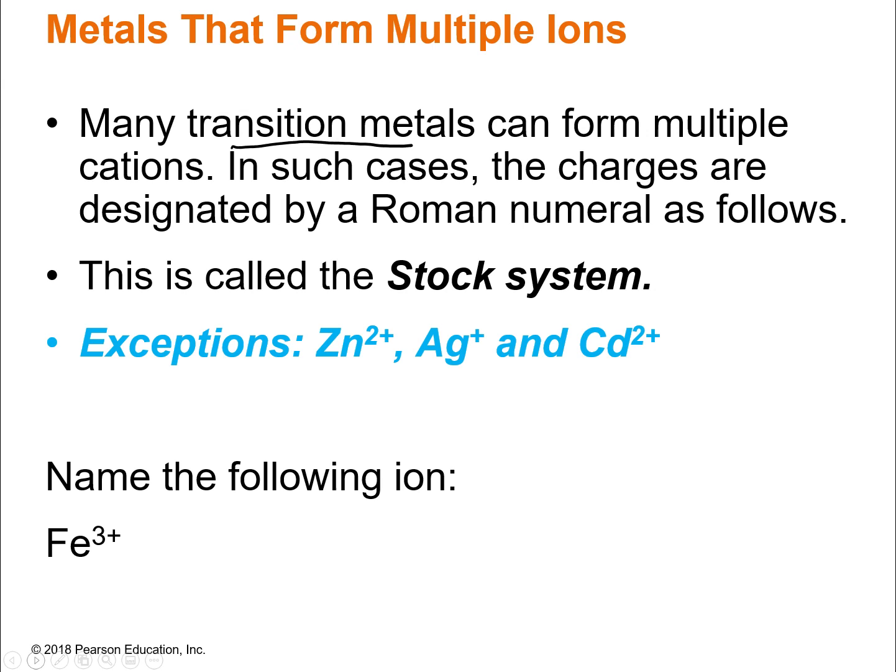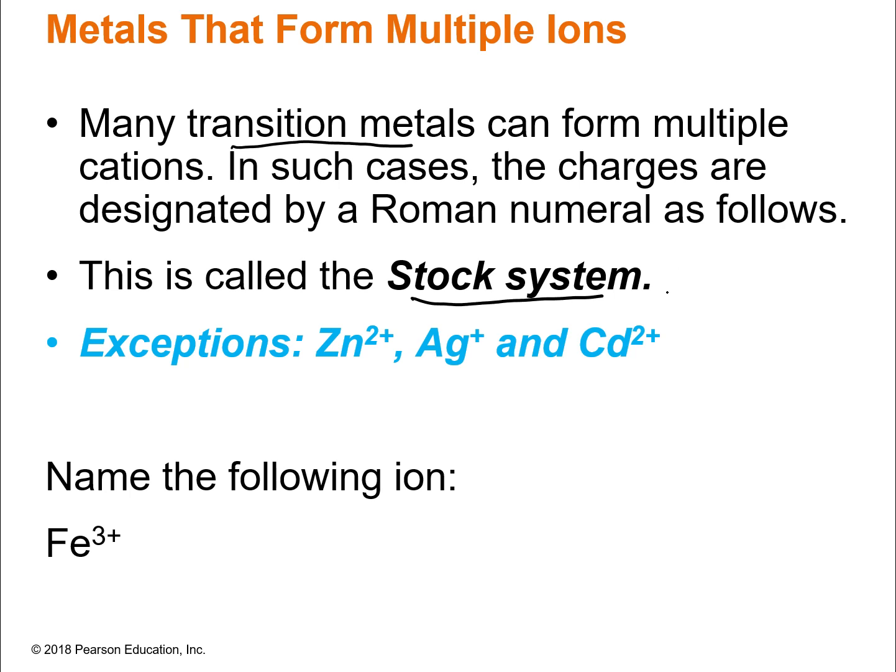So we talked about the representative elements in those metals. Now we have to address the transition metals. Transition metals oftentimes can form multiple cations, and you have to indicate which cation you're forming when you're writing the name of a chemical. For that, we're going to use a Roman numeral that follows the name of the parent ion, and that's called the stock system.